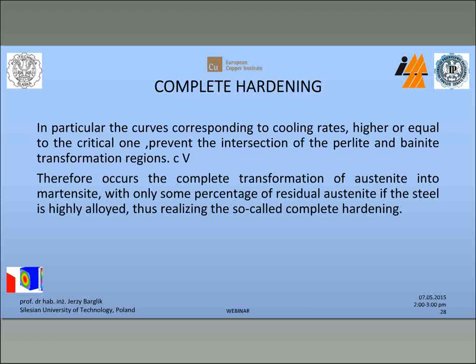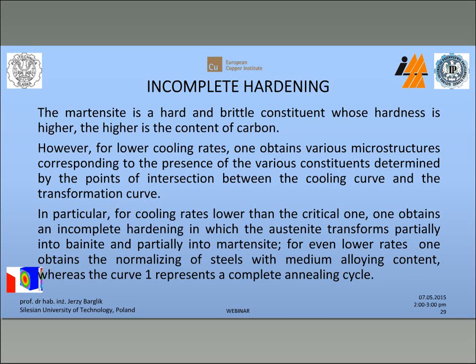And of course, we should have complete hardening if cooling rates are higher or equal to the critical one, or we have residual austenite if the steel is highly alloyed. We have here so-called complete hardening. In opposite, we have incomplete hardening, when the martensite is a hard and brittle constituent whose hardness is higher with the highest content of carbon, and cooling rates lower than the critical one, and we have incomplete hardening, which means martensite with a mixture of bainite and also ferrite, sometimes, or ferrite even.